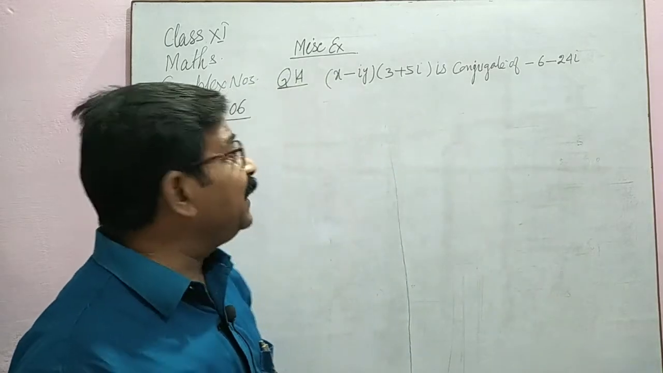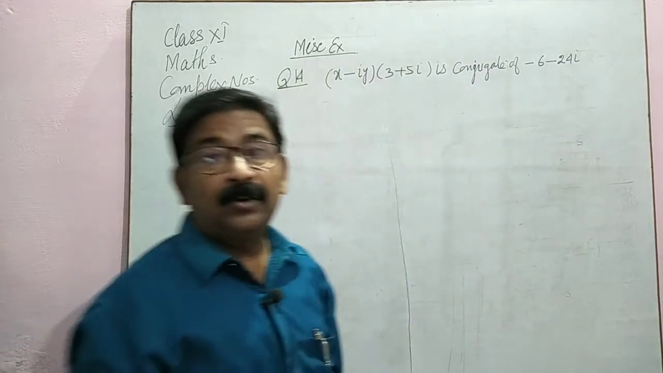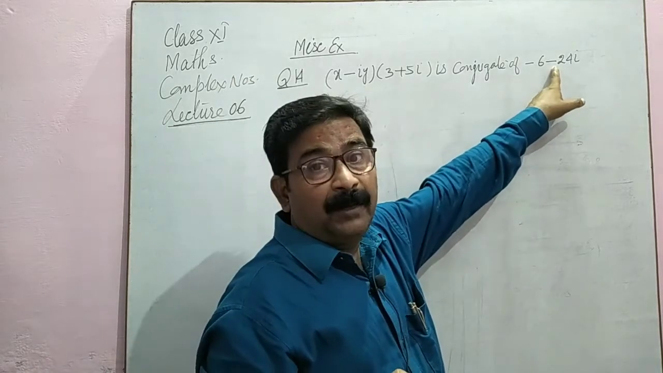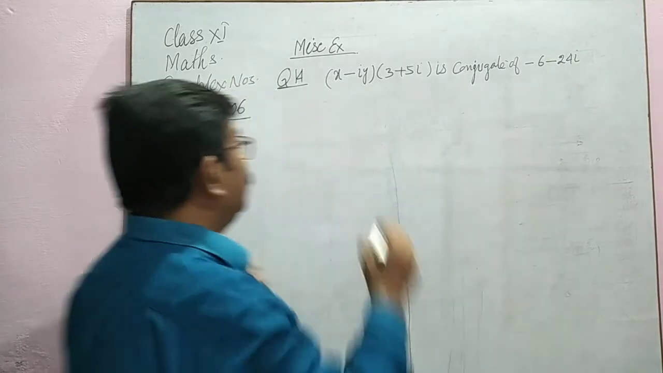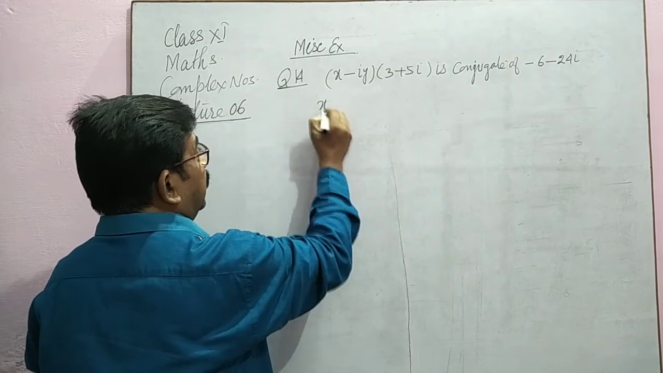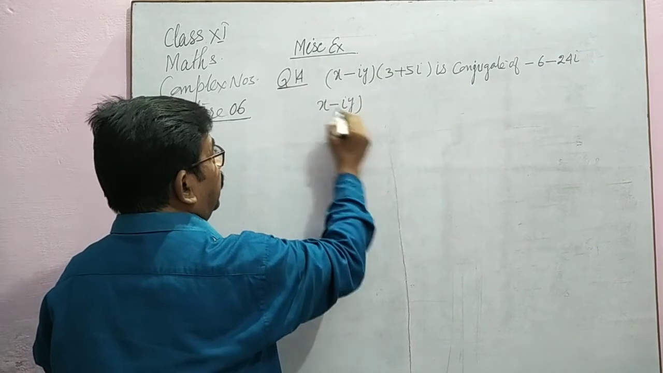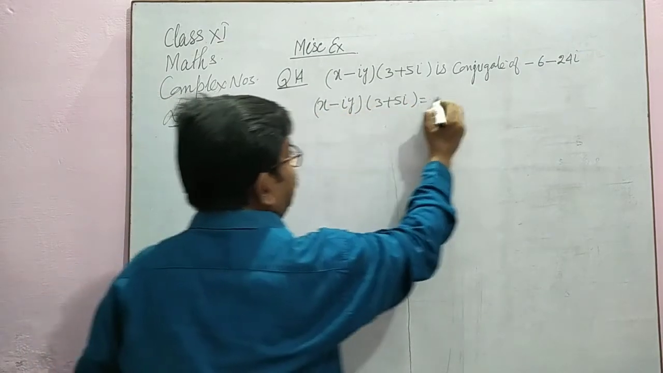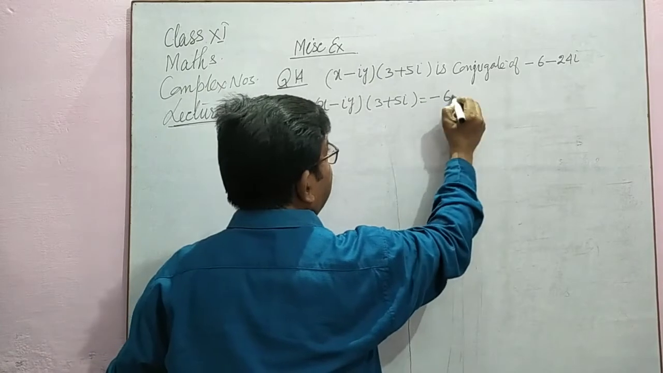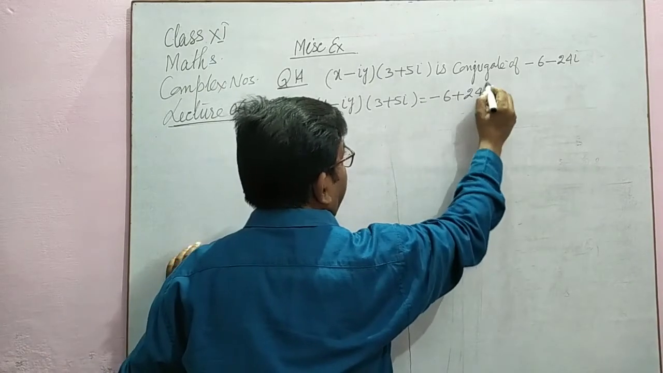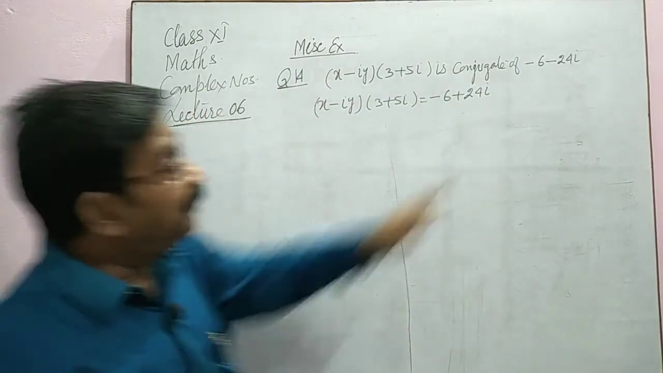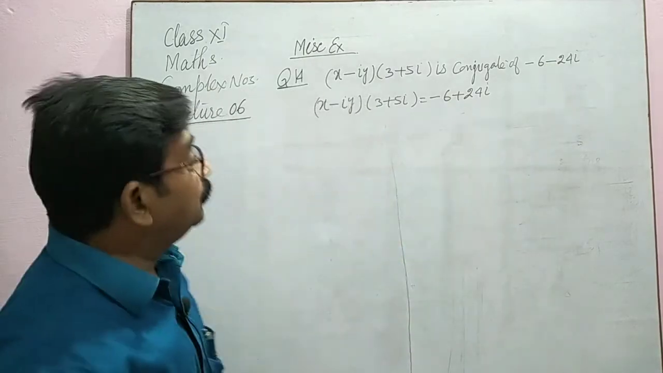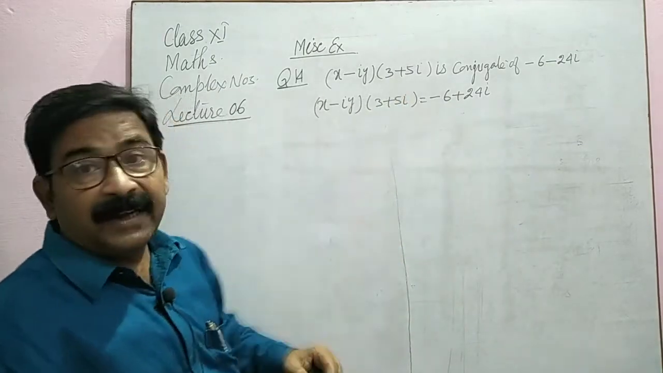So can we write the conjugate? How do we write the conjugate? We simply change the sign between the real part and the imaginary part. So we can write it like this: (x minus iy) into (3 plus 5i) is equal to minus 6 plus 24i. Minus 6, we have changed the sign between these. Now simplify the left side and right side and compare them.